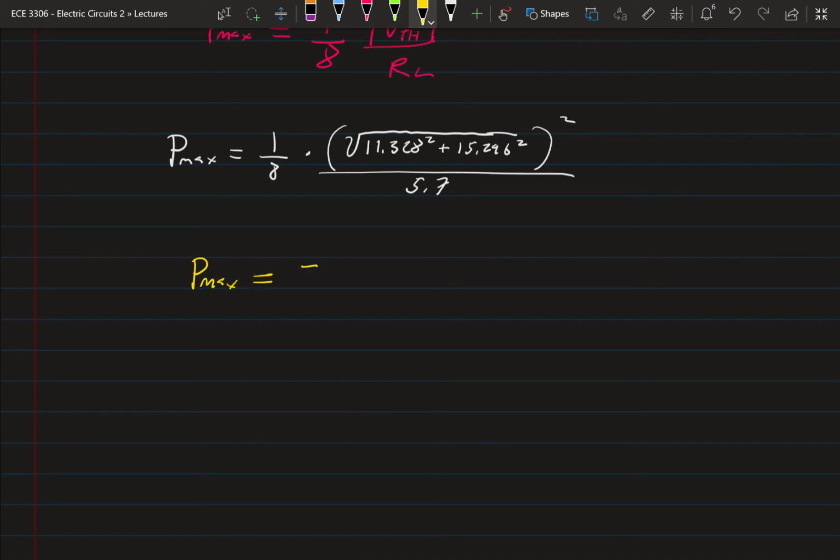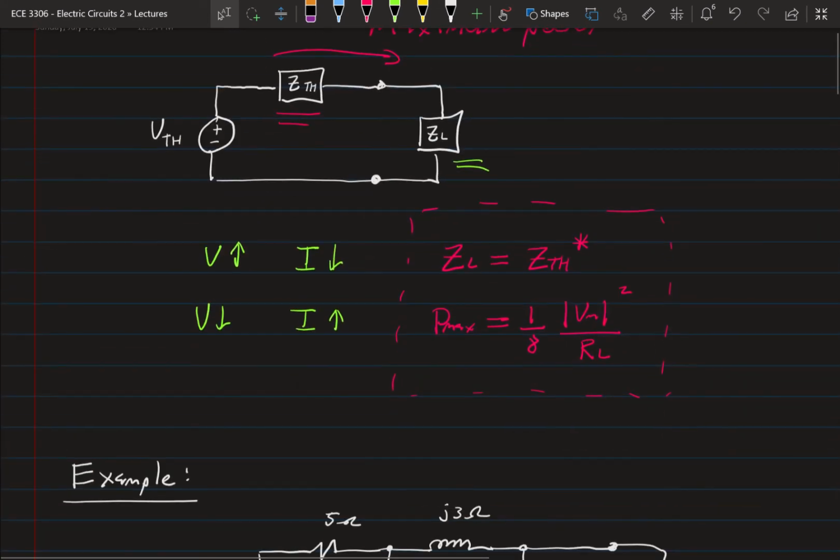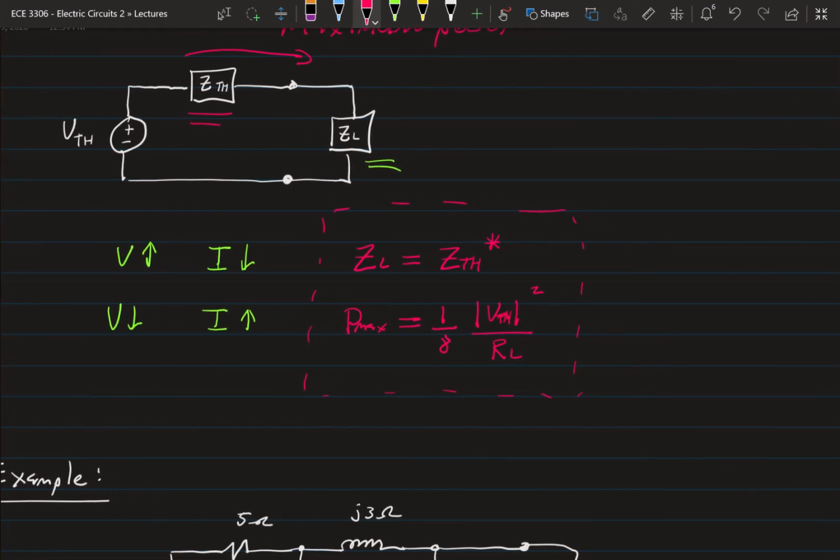Pmax is equal to 7.9 watts, the average maximum power transfer. And there we go. That's all there is to it. Really, these problems come down to just being a sort of Thevenin-Norton equivalent circuit problem. Once you know the two basic equations that you've got to start with, which are that ZL is equal to the complex conjugate of ZTH, and that the maximum average power transfer is 1/8 of the magnitude of VTH squared over RL. Actually, I realize now I need to change this. VTH. So there you go. That is maximum power transfer.